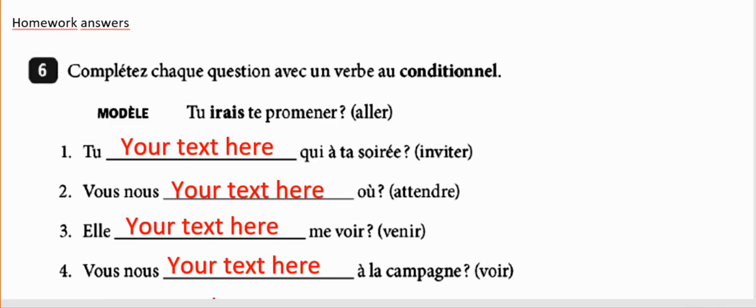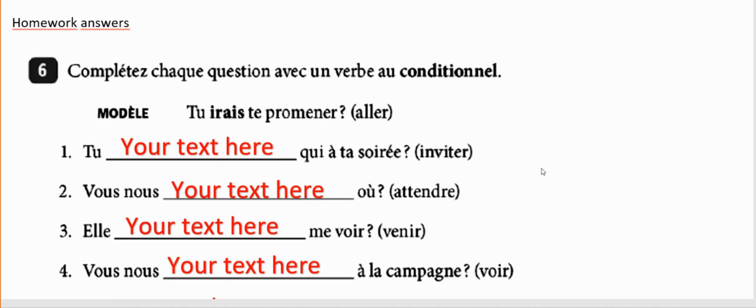Once again, it was if plus imperfect tense, then conditional. If plus imperfect tense, conditional. That's the lesson. But before we actually cover the lesson, let's go ahead and review, go over the answers to the homework from yesterday. So, conditional again.